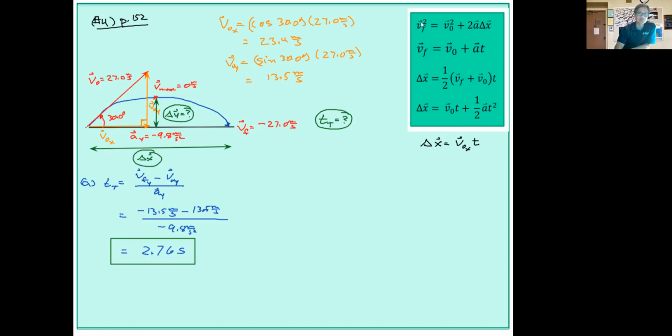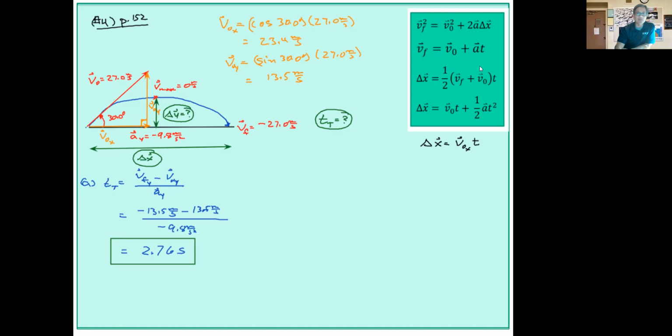The first one obviously will not give us time, so we don't want to use that. But we have these other ones here. What we learned back in chapter 3 is that we choose the equation that will give us our unknown, but where we also have all the other variables available. So the second equation here, we have V final. That's not the same V final as the one we're going to use. We need V final Y.